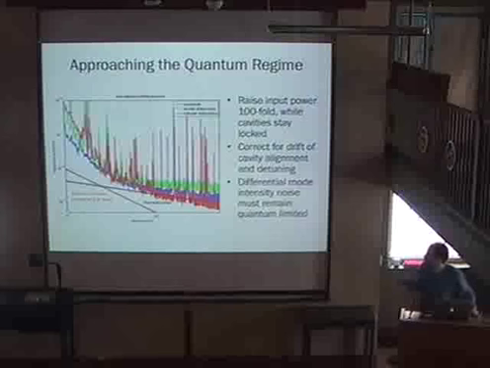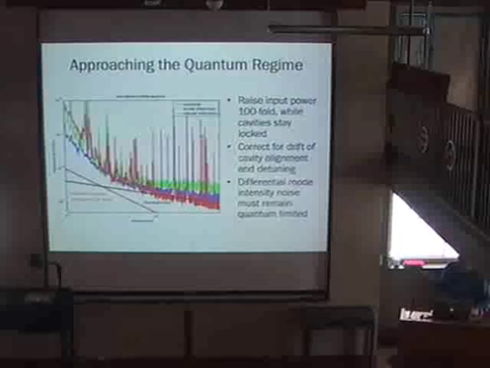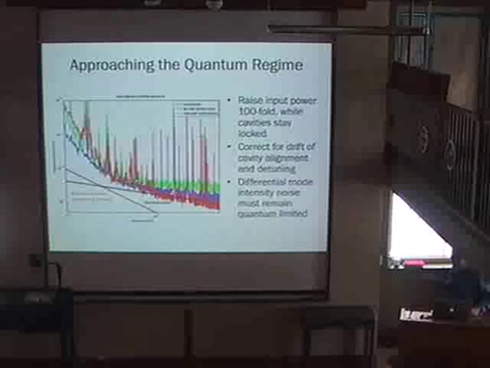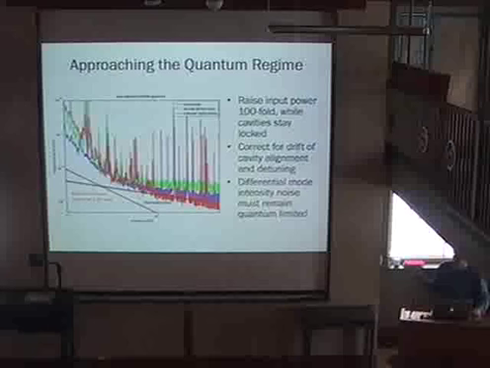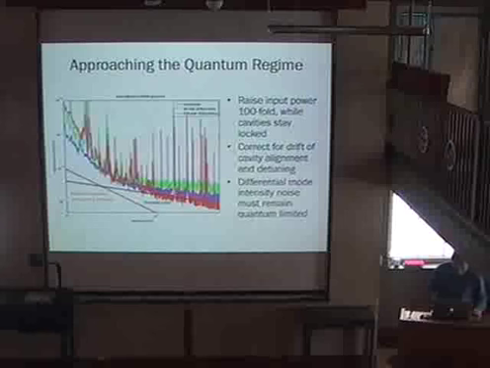And very importantly, the quantum noise we're trying to see is the intensity noise of the differential mode of the two cavities, and that has to remain quantum limited. That can be challenging because anything that couples to that intensity classically is going to scale with the power, and this is only going to scale with the square root of the power. So it gets harder and harder the more power you're trying to work with.